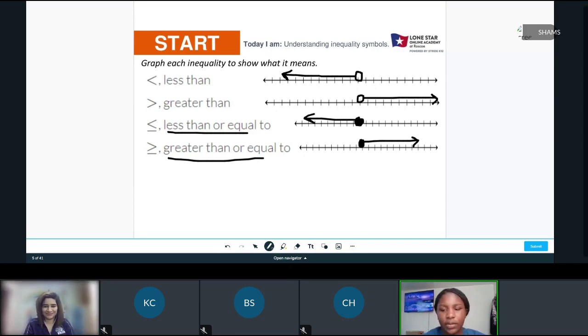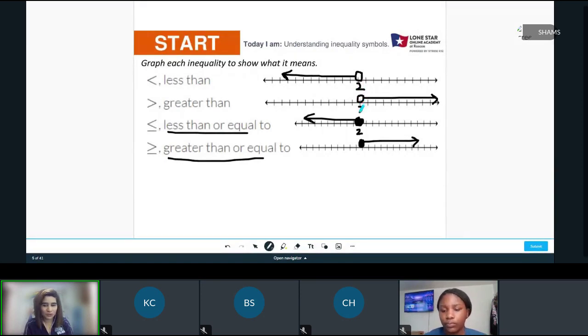I said if it's closed, it shows that you could do both, less than or equal to. Very good. And then when it's open, that means you can only do one, like less than or greater than. Very good. Excellent, Serenity. Aurora, I think you also have something to share.